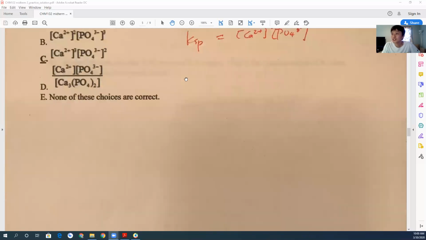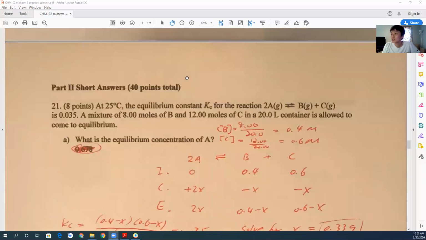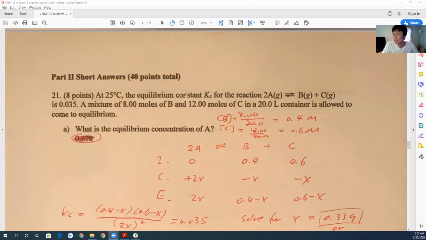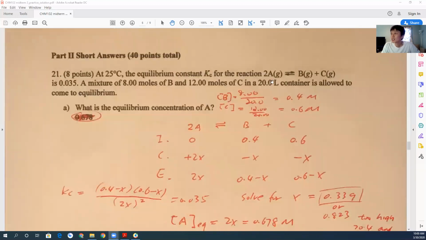So let's go to the short answer. All right, the first one is related to chapter 17. You have this chemical reaction: 2A generates 1B and 1C. You may know the Kc value, and we know the starting or initial concentration of everything involved in this reaction. The number of moles and the volumes are given.